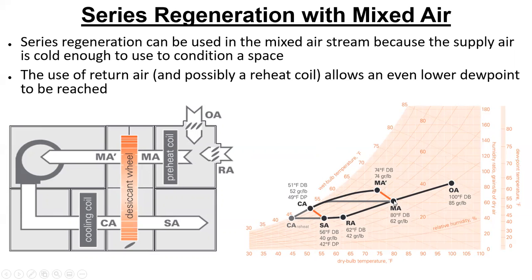We go from MA to MA prime, which takes us from here to here. So we're picking up 12 grains, and we're decreasing temperature by 6 degrees by going across that desiccant wheel. And that's the regen side, where we're regenerating. All that moisture is going into the airstream, and then the cooling coil knocks out a bunch of it, and then the desiccant trims it up again before it goes into the space.